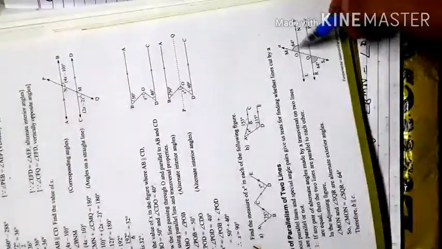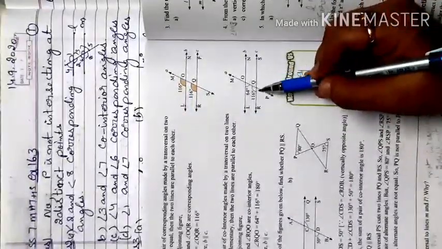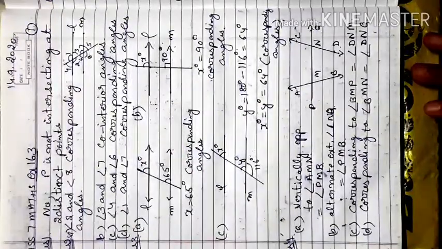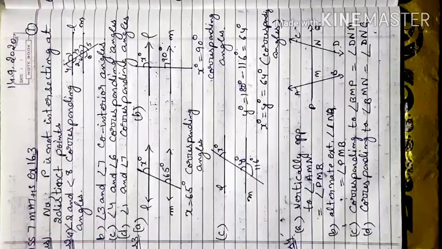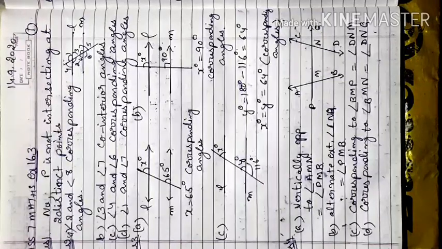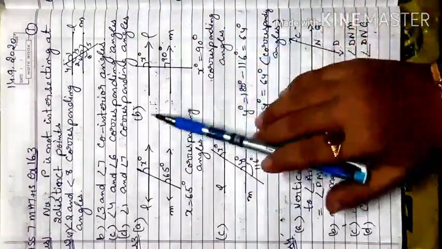And I already told you the three conditions of parallelism. If alternate exterior angles are equal, we can say the lines are parallel. If corresponding angles are equal, we can say the lines are parallel. If the sum of co-interior angles is 180 degrees, we can say our lines are parallel to each other. That is the only condition. So basically we are dealing with parallel lines in our questions, and in very rare cases with non-parallel lines.